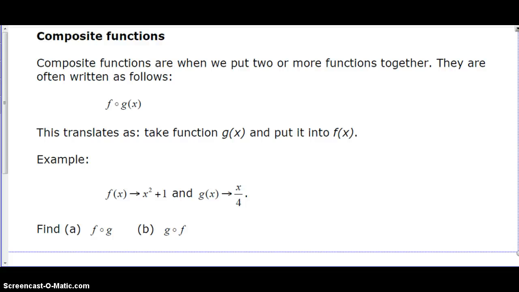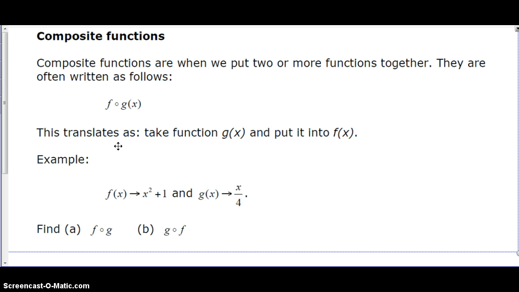SL2, this optional topic is composite functions, and we talked about this way back in the beginning of the year, but just in case, I wanted to give a video in case you haven't thought about it since. And remember, composite functions are when you put two or more functions together, and they are often written like this: f of g of x.